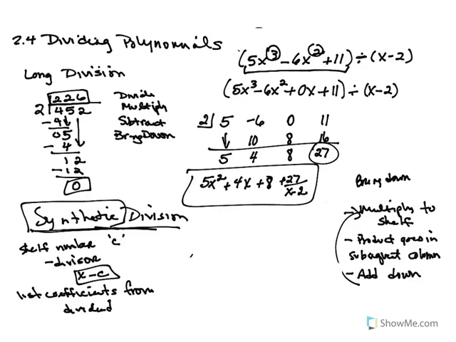So just make sure if you're missing an exponent term, you must account for it by holding the space with a 0 and still go through your synthetic division process. All right, so that's 2.4 part 1. So that homework will be just synthetic division. So practice that.